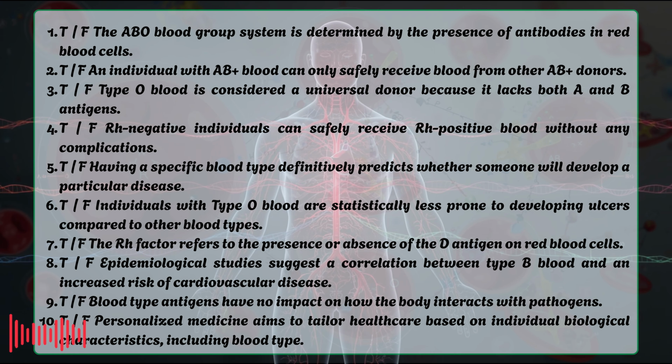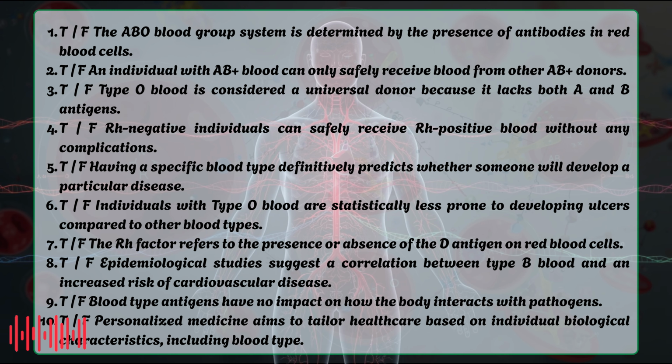Questions. 1. The ABO blood group system is determined by the presence of antibodies in red blood cells. 2. An individual with AB plus blood can only safely receive blood from other AB plus donors. 3. Type O blood is considered a universal donor because it lacks both A and B antigens. 4. Rh-negative individuals can safely receive Rh-positive blood without any complications.